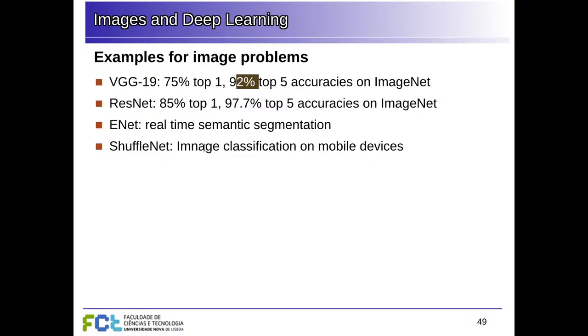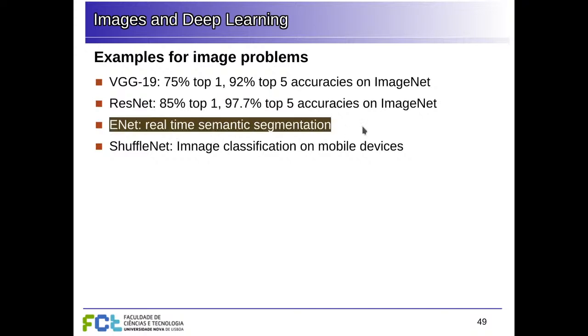Then we have even more improvements, so continuous improvements. For example, the latest version of ResNet, at least that I know of, already goes to 97.7 on the top 5 accuracy. We have specific nets. For example, ENet is a very efficient network for real-time semantic segmentation. Semantic segmentation is not just identifying the class of the image, but assigning each pixel to a different type of object. For example, one part is a person, the other part is a car, things like that.